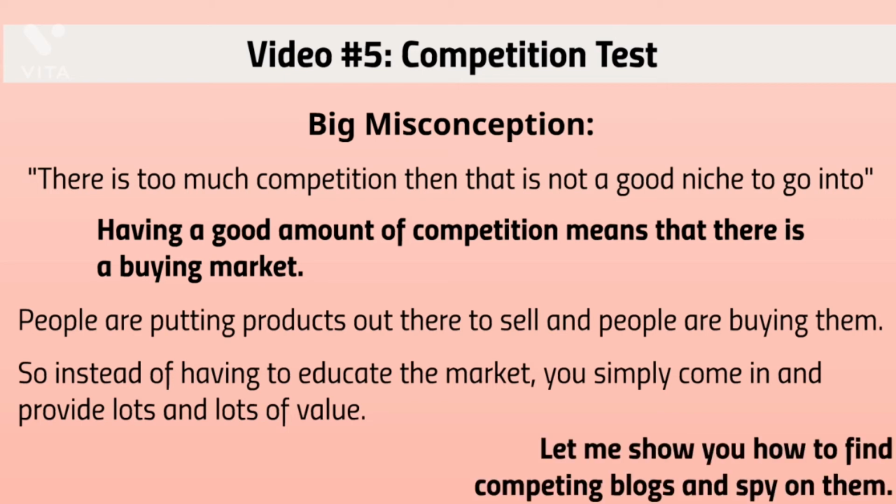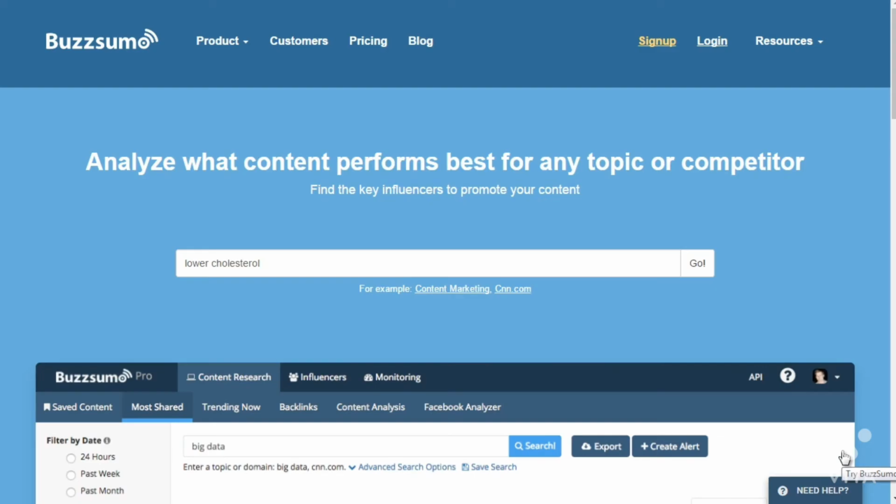So let me go ahead and show you how to find competing blogs and spy on them to do the necessary competitive intelligence. Technically you can go to google.com and search for blogs in your niche. But a tool that I like to use is called buzzsumo.com. The reason I like this is because this site literally analyzes the content that performs the best within the niche, so this really is going to help shortcut things for you.